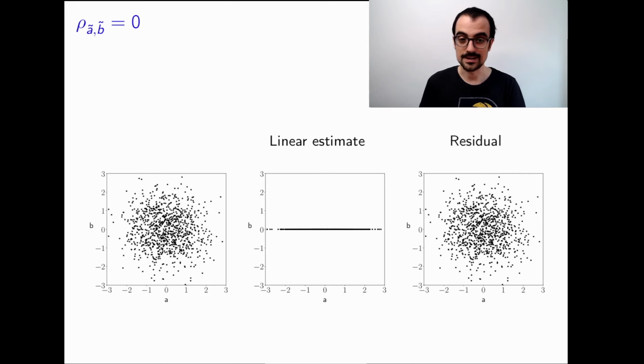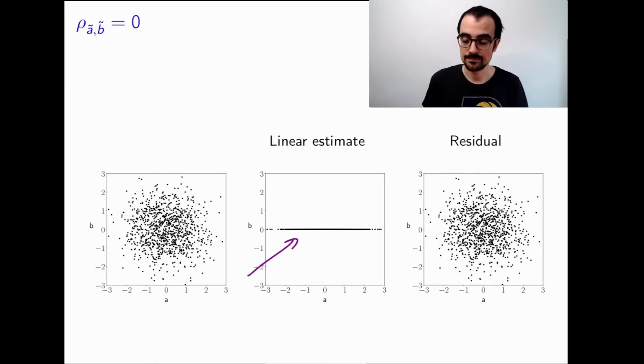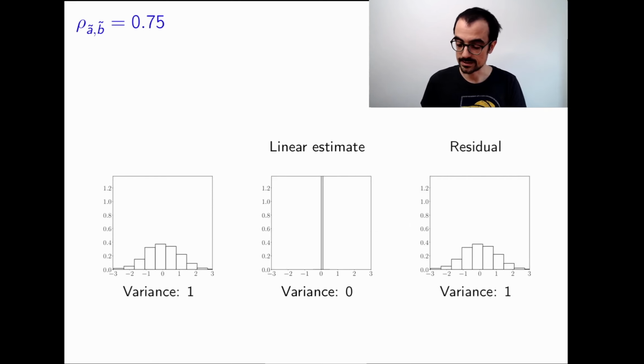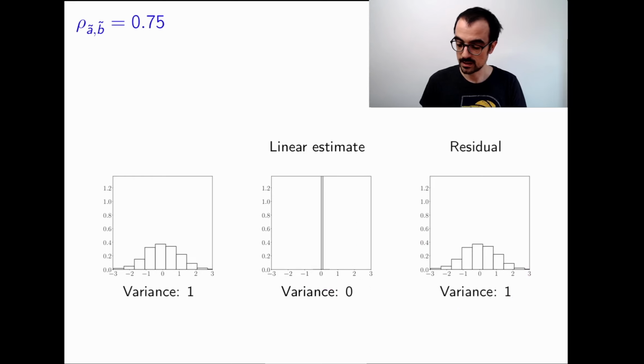If the two random variables are uncorrelated, in this case, we just give up, right? When we are doing the linear estimate, we say the linear estimate is just equal to 0. The residual is exactly equal to the original data, so that now the variance of the residual is 1, the variance of the linear estimate is 0.